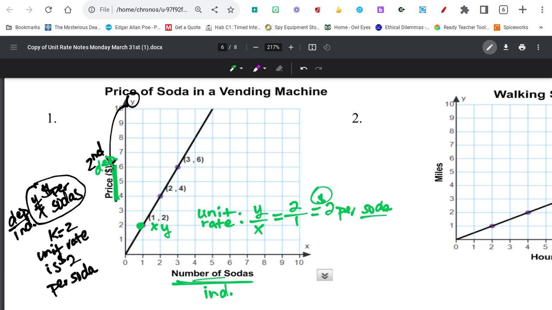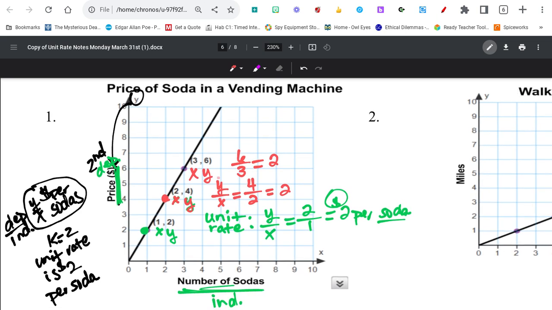Now, you didn't have to choose that ordered pair. You could have chosen this one. I'm going to do it in red. So, again, you could have taken your y and divided it by x. So, y is 4. Divided by 2, you still get 2. So, still $2 per soda. x and y. So, that's 6 divided by 3. You still get 2. So, it's still $2 per soda. I don't care what ordered pair you pick. Just make sure you divide y by x to get your unit rate.